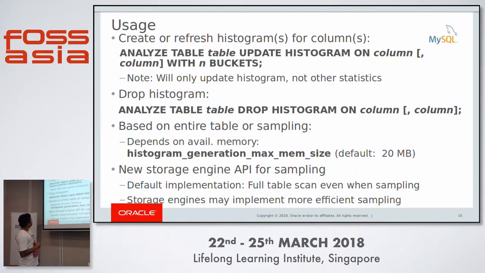So this is how you are going to define a histogram. You will have to specify the column and the number of buckets that you have. This is how you are going to drop a histogram in case you don't need it. And this is the configurable parameter which tells you the amount of sample that you're going to use, in bytes. There are storage engine APIs for sampling, which will basically do a full table scan when you are doing a sample.